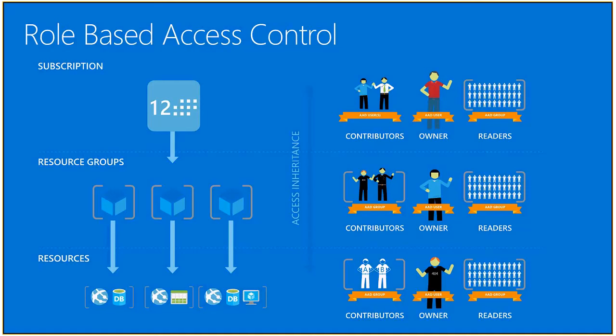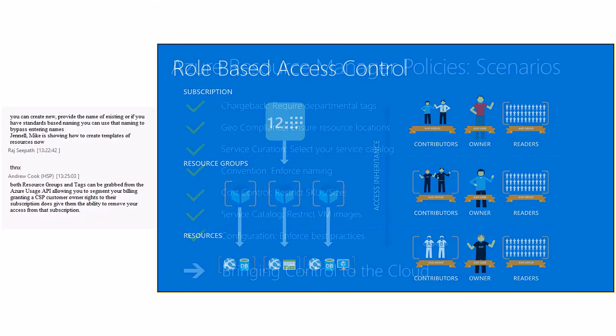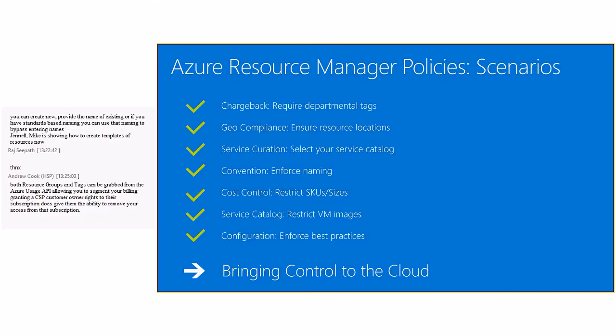So that's RBAC. To recap, RBAC is really giving users the permissions they need for their job. Now let's move on to another thing you can use for control purposes, which is resource policy. We just GA'd policy in mid-April, and it is targeting several scenarios.